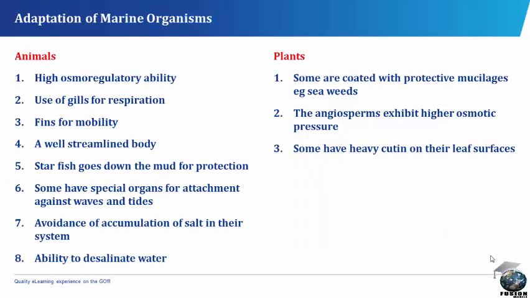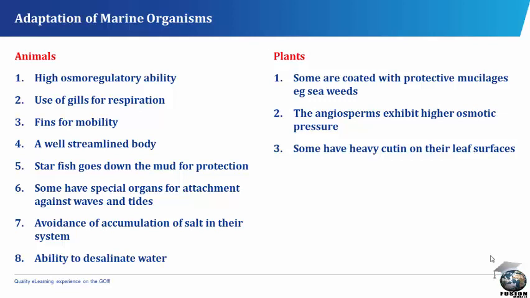Adaptation of marine organisms. Adaptive features in marine organisms. In the animal, there is high osmoregulatory ability. There is easy use of gills for respiration. There is the fin for mobility. There is a well-streamlined body. The starfish goes down the mud for protection.